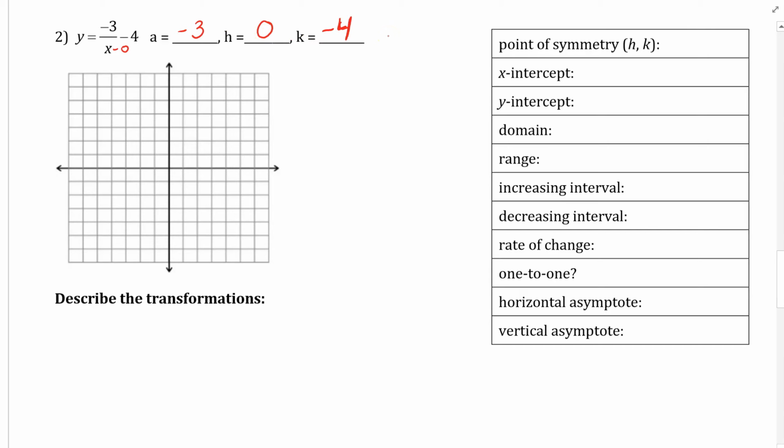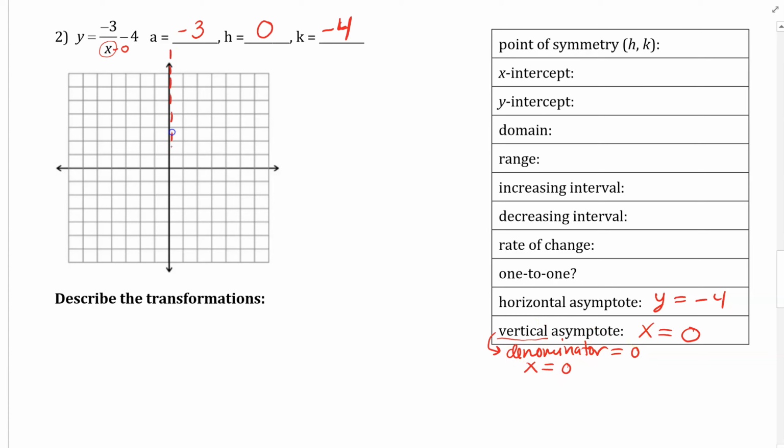Now, I always encourage students to look out for the asymptotes first, right? H is the one that determines the vertical asymptote. K is the one that determines the horizontal asymptote. So I have a vertical at x equals 0 and a horizontal at y equals -4. A quick review for both of these. The vertical asymptote occurs wherever the denominator is equal to 0. And in this problem, the only thing in the denominator was x. And so when x is 0, the whole denominator is 0, which is where the vertical asymptote will be.